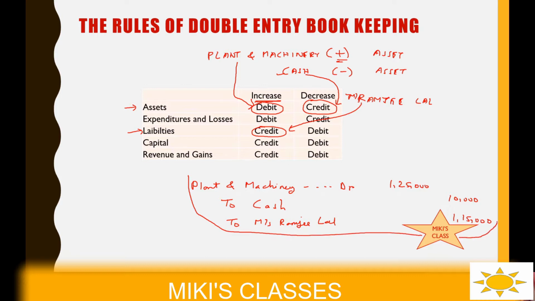For this particular transaction, this is the journal entry. Fine. Plant and machinery debit, 1,25,000. To cash. How much was the cash payment? 10,000. And how much has the liability gone up by? 1,15,000. So this is the entry for that. And this is an example where there were 3 accounts involved and not only the minimum of 2. Okay, fine.